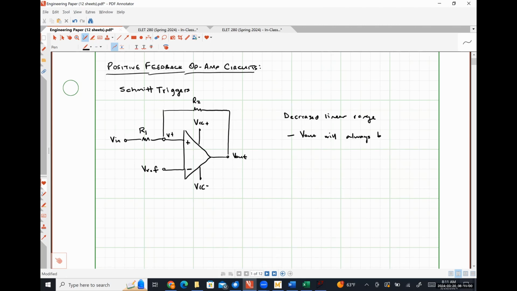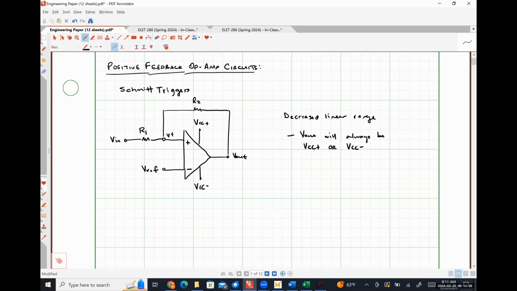will practically always be VCC plus or VCC minus. It only has two stable operating points, either saturated high or saturated low. Okay. Linear amplification pretty much is not a thing at all with a positive feedback op-amp circuit.